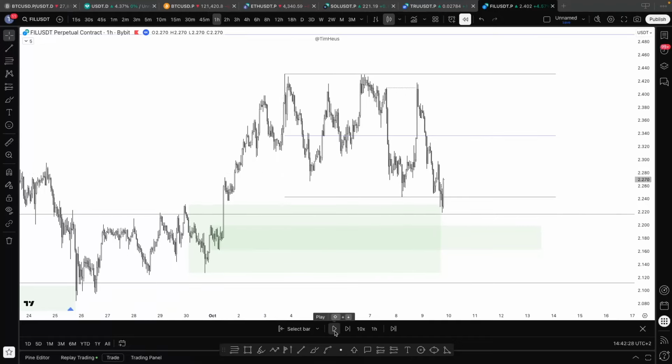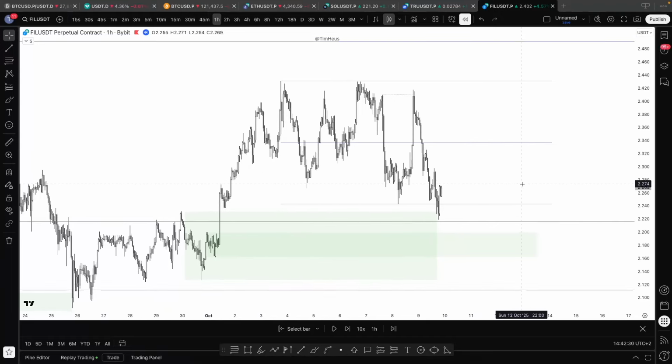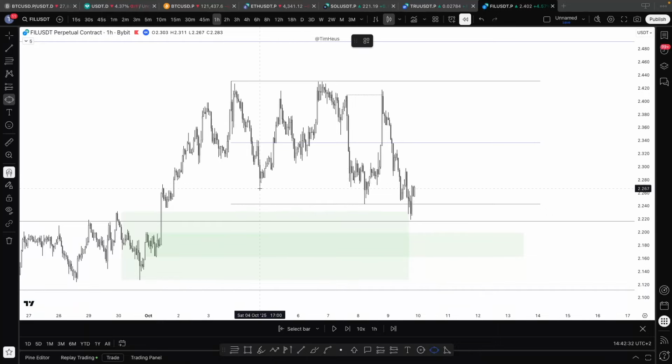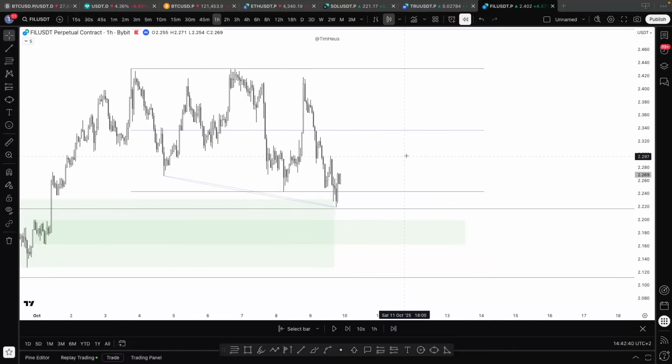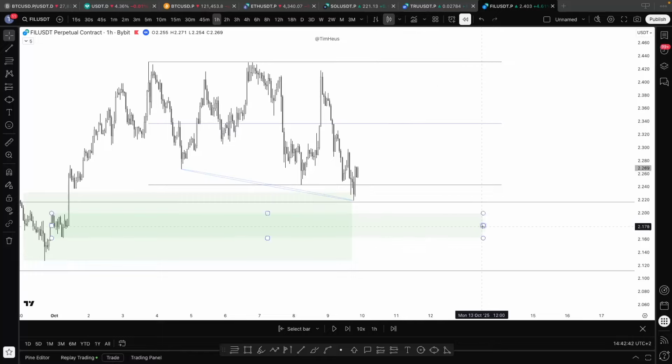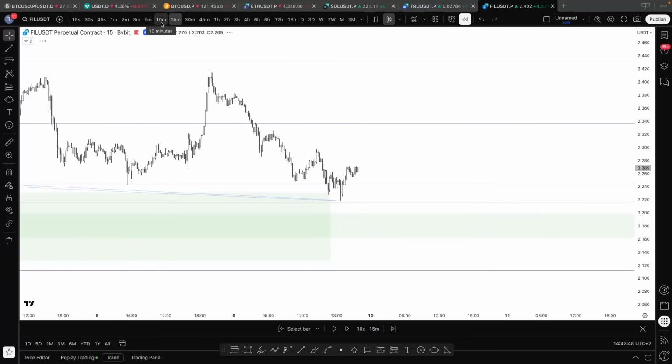So let's wait for that to mitigate. And there was your mitigation, and you have your 1, 2, 3. So you have your tap 1, tap 2, tap 3, and now we're going to watch for a break of structure back inside the range to confirm the model 1. And preferably you want to mitigate that more refined demand POI as well. But this is already enough, and let's see what structure is saying.